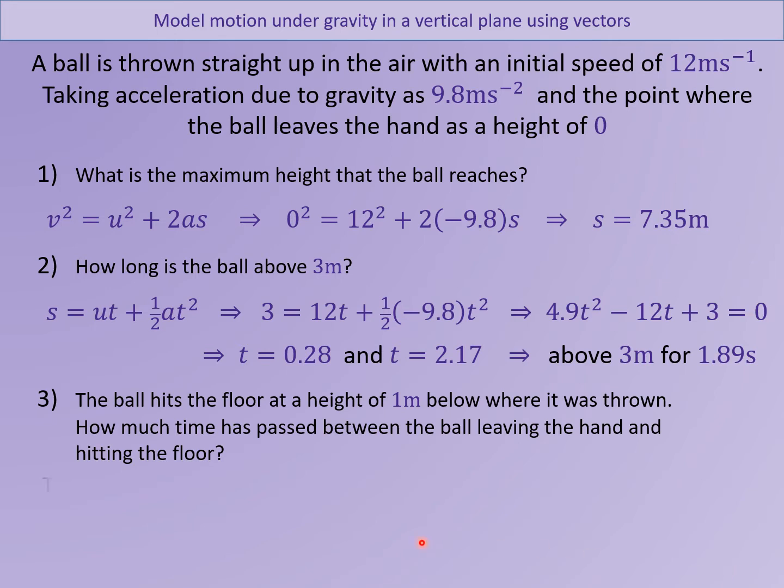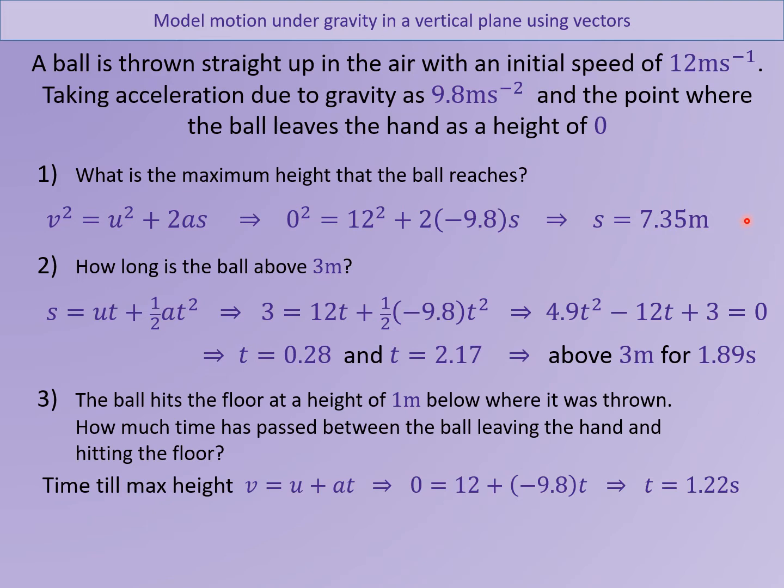Okay, so we're going to do it in two sections. Time taken to reach the maximum height. We've got initial velocity, we've got final velocity, because we know each is 0 at its maximum height, plus acceleration times time. So v equals u plus at. Rearrange it, get your time. It takes about 1.22 seconds to reach the maximum height.